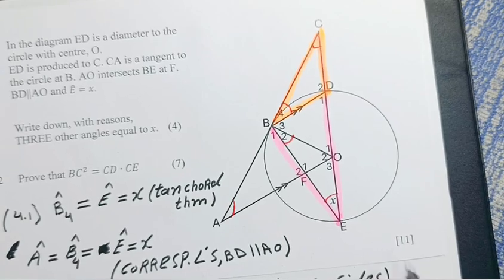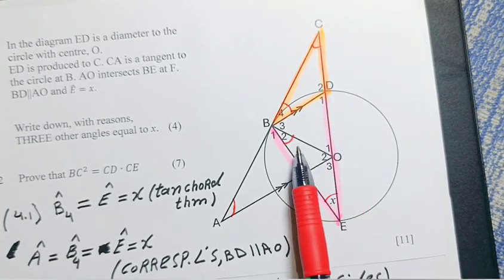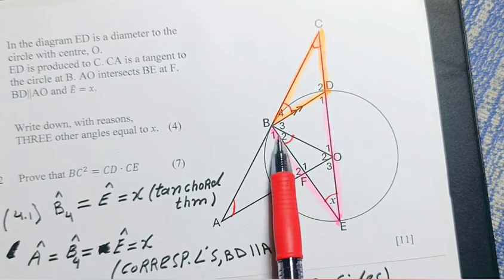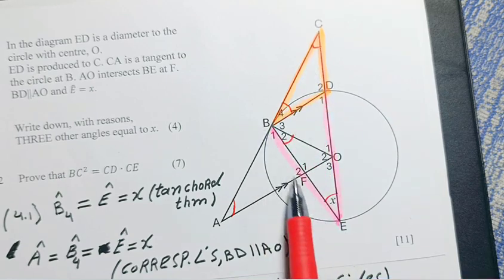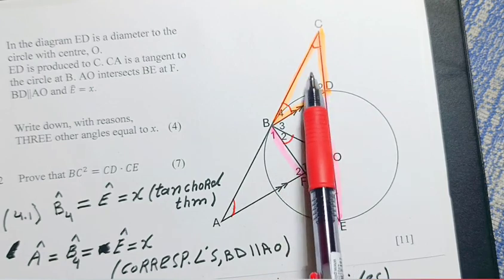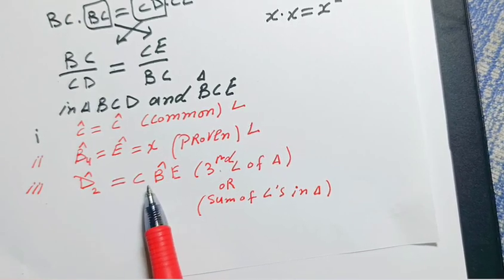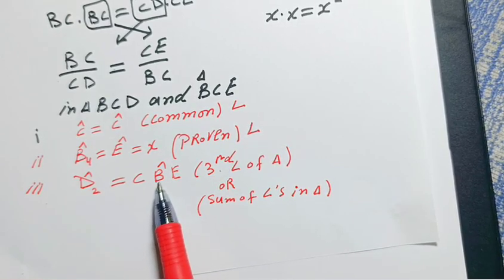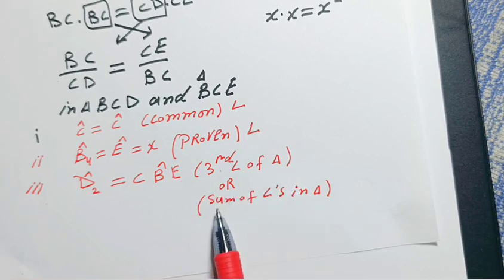We have the last angle, the third angle of the triangle: D2 is going to be equal to CBE. Remember this is the third angle of triangle CBE, B2, B3 and B4. So D2 is going to be equal to CBE. So angle D2 is equal to angle CBE, the third angle of the triangle, or you can say sum of angles in a triangle.